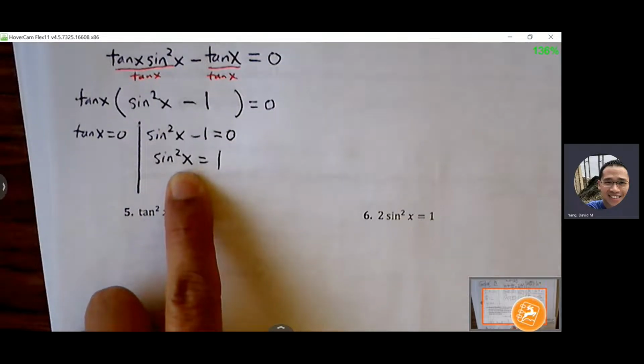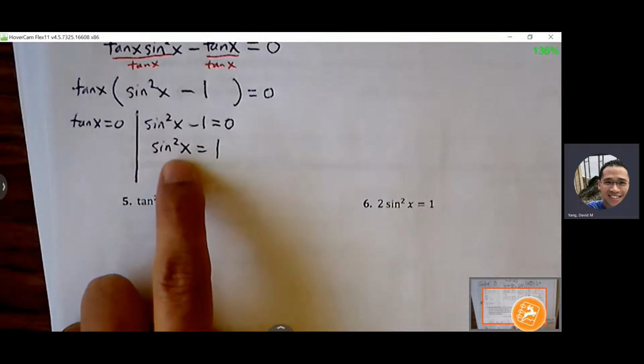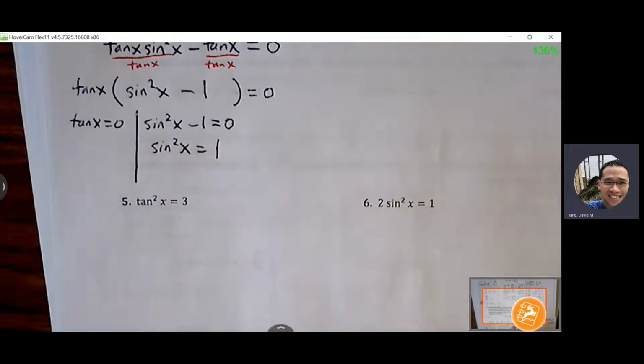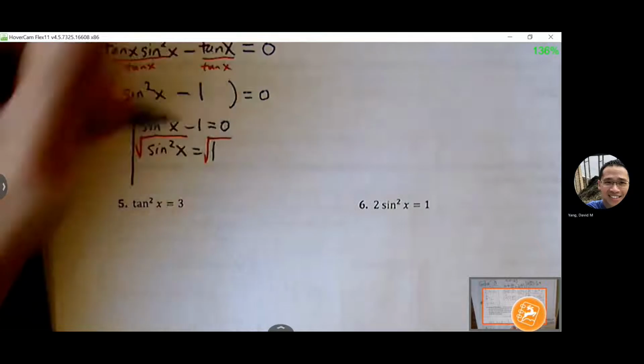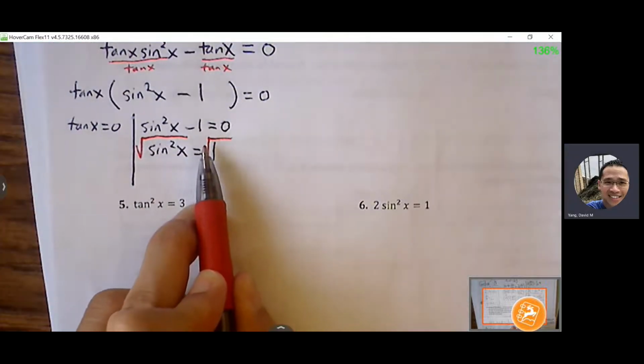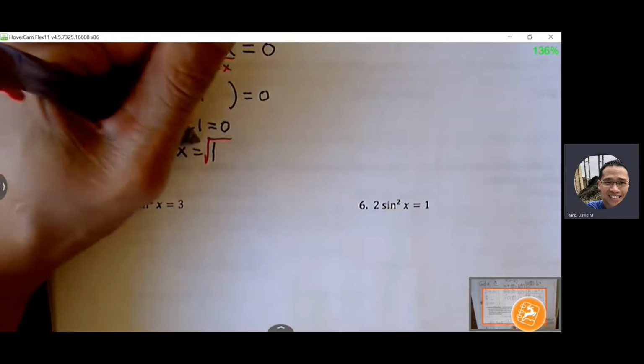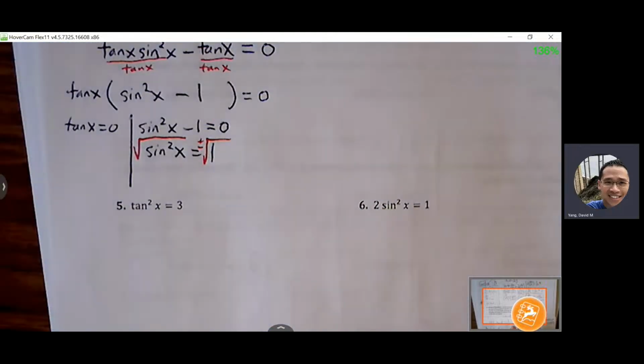Okay, so anybody, what can we do to make this go? What's our next step to try to square root? Okay, now what do we have to be careful about with square root? What's going to show up in front? Good, plus or minus. Okay, careful about that, plus or minus.